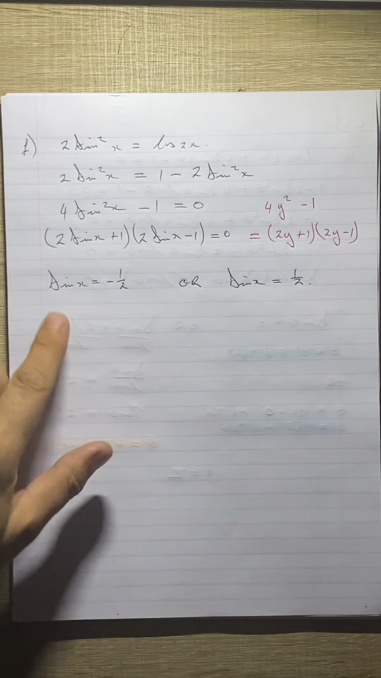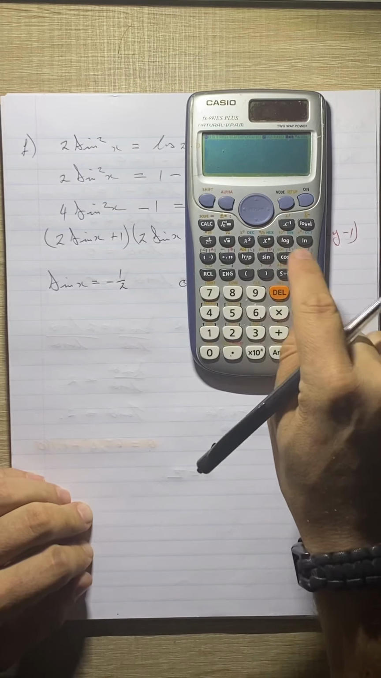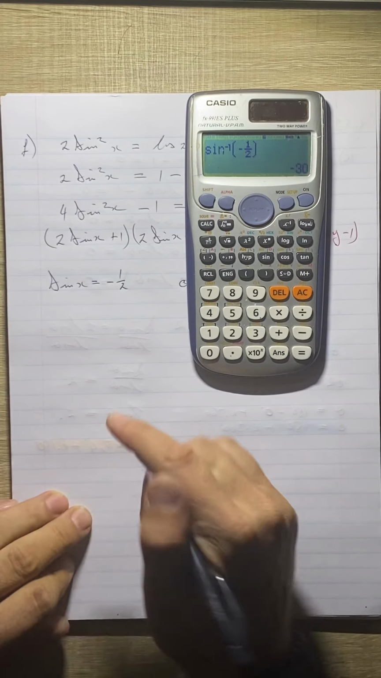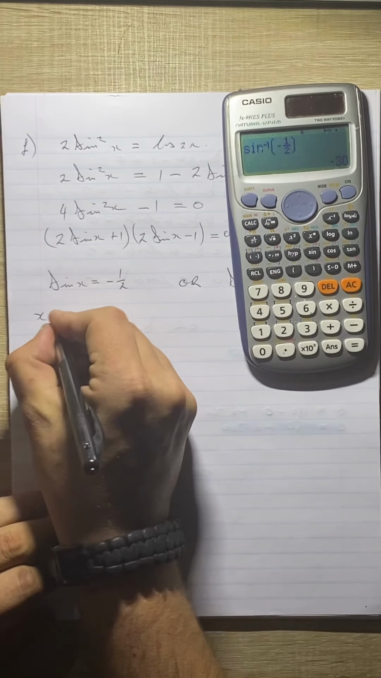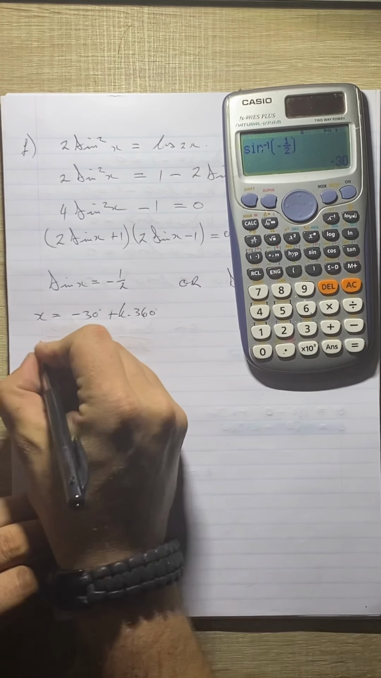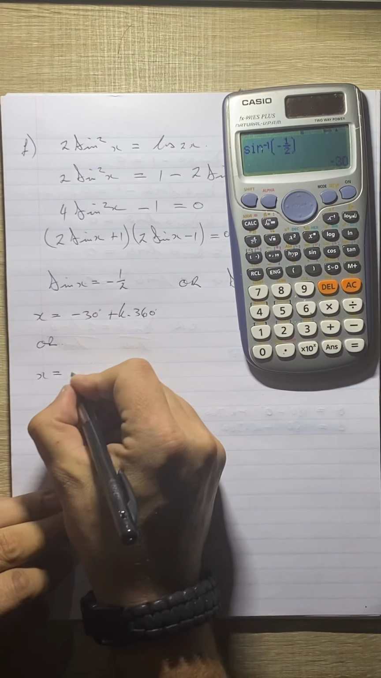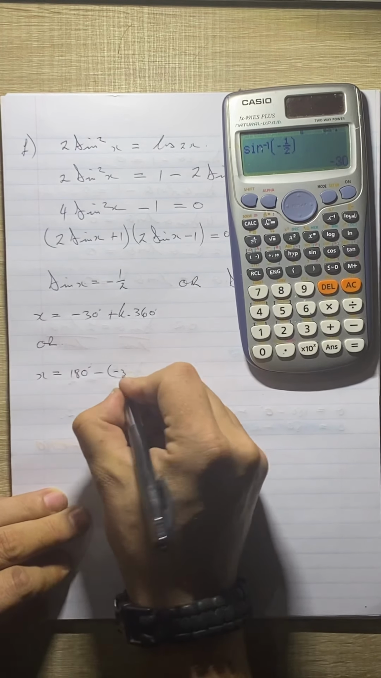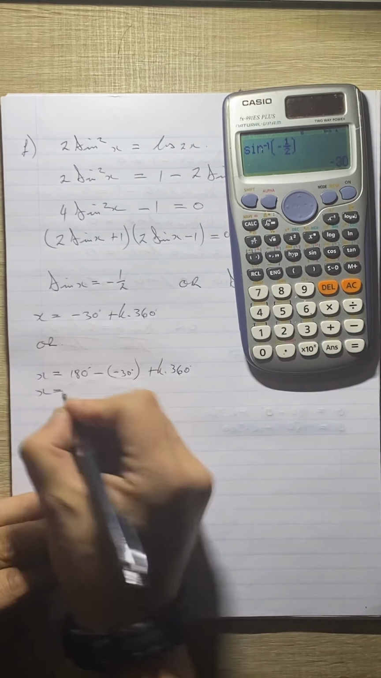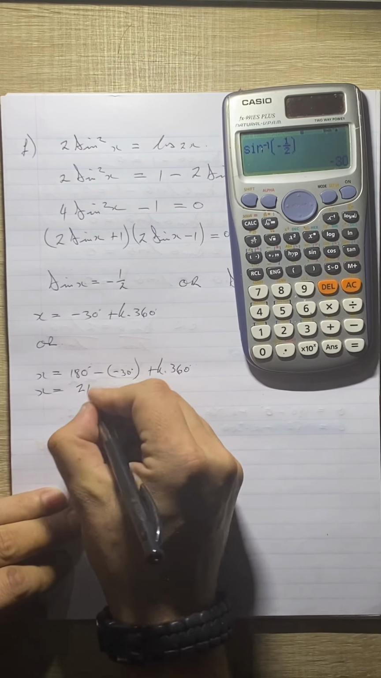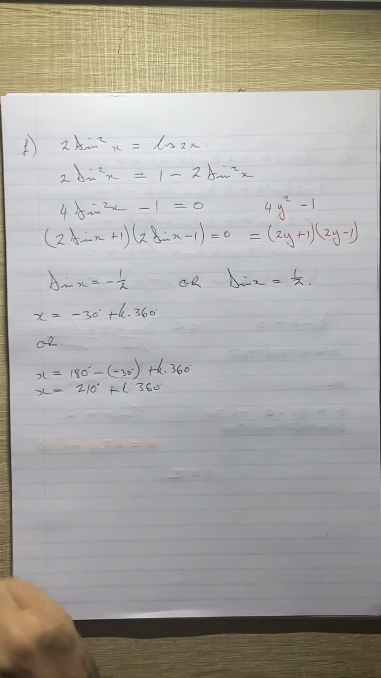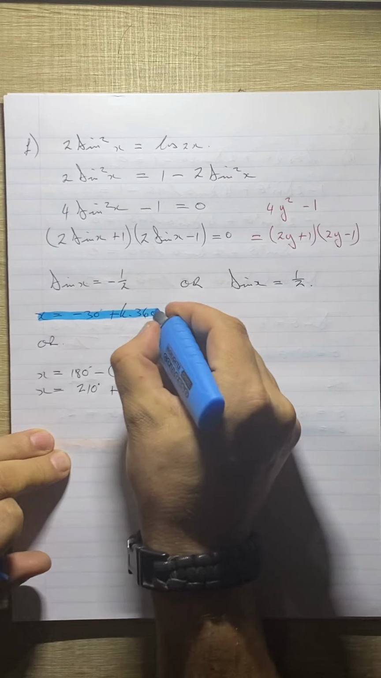So for this one over here, we go shift sine negative a half, and we get our reference angle to be negative 30. So it'll be x is equal to negative 30 plus K360, or x is equal to 180 minus our reference angle plus K360. x is equal to, that will give us a plus, so we get 210 degrees plus K360. Okay, so that's the solution for this one, is this and this.